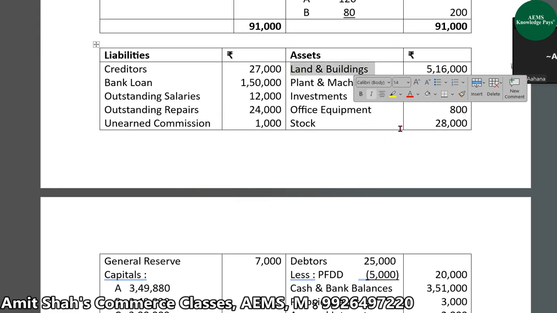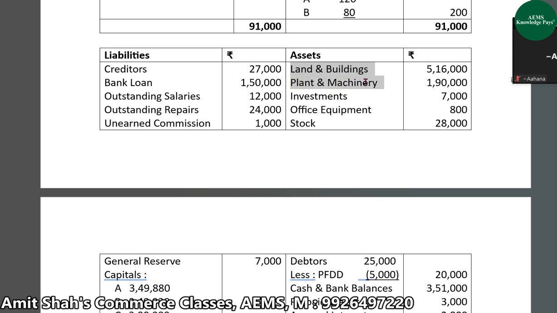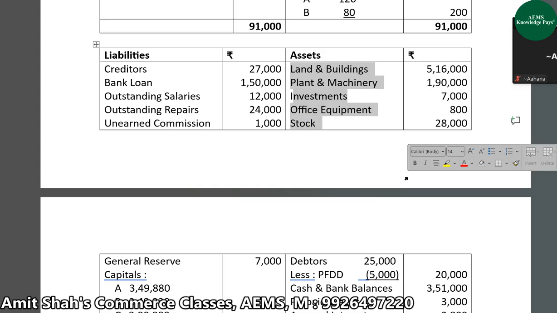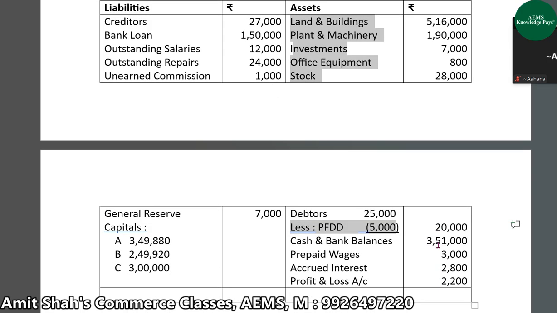We have increased the value of land and building. We have decreased the value of plant and machinery. We have increased the value of investments and office equipment, and we have decreased the value of stock. We have also increased the value of PFDD, provision for doubtful debts, right? We decreased the value of creditors. We brought in a new liability, that is outstanding repairs, which was not recorded earlier anywhere.